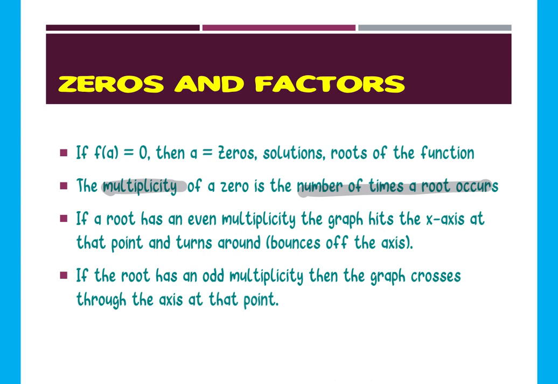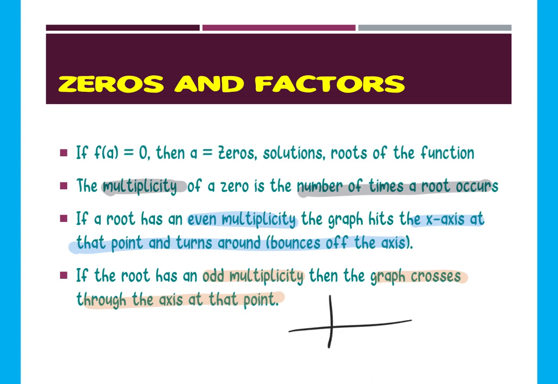If a root or zero has an even multiplicity, so that root occurs 2 times or 4 times or 6 times, then it hits the x-axis at that point and turns around. By the looks of it, it looks like it's bouncing off the axis at that point. If the root has an odd multiplicity, so it occurs 1 time or 3 times or 5 times, then the graph crosses through the axis at that point. We remember this? Yes? So this is why graphs take the turns they take.